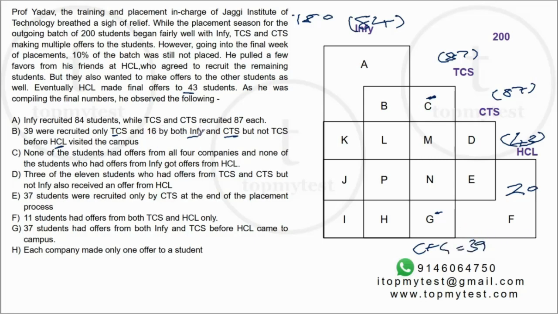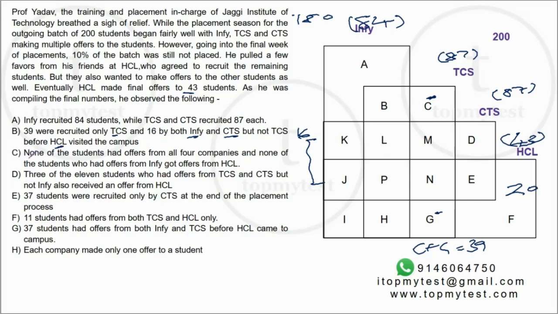16 by both Infi and CTS, but not TCS. Infi and CTS, but not TCS. That will be K and J. This total will be 16 before HCL visited the campus. After HCL visited the campus, they got split into K and J. Before that, they will be one combined set, which is outside the TCS region.